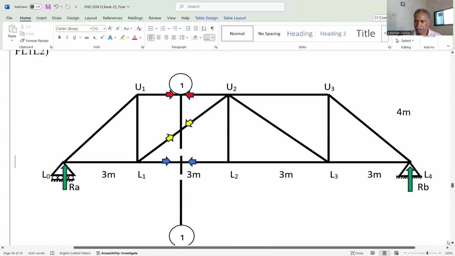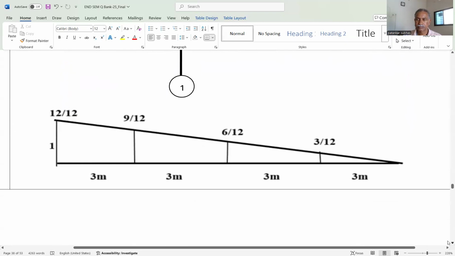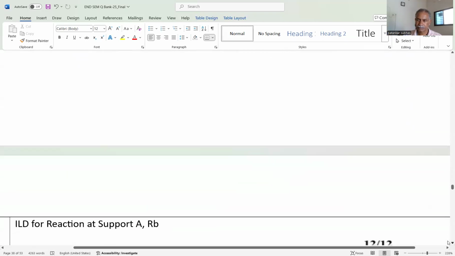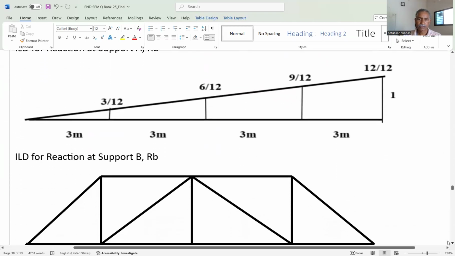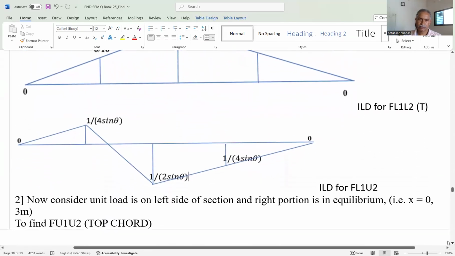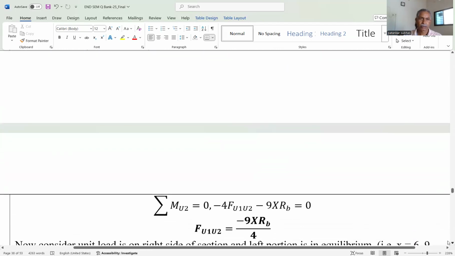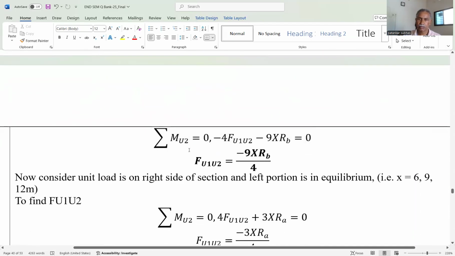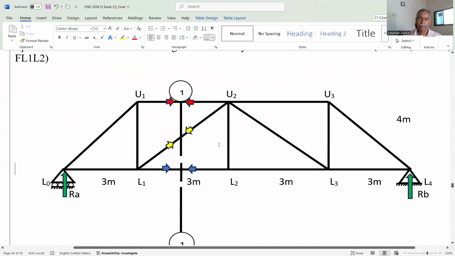Okay, so just observe the calculation. It is very simple. There is no integration, derivation, and the diagram is also a straight line. So no issue. For U1, U2, we have taken the moment at U2. Why have we taken the moment at U2? Because I want the force in the member U1, U2, and that's why we have taken the moment at L1.